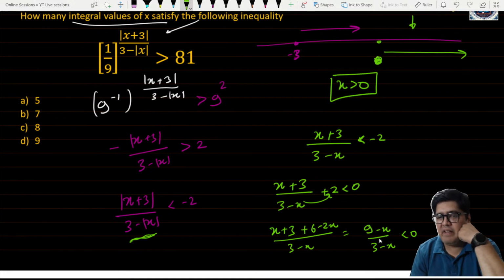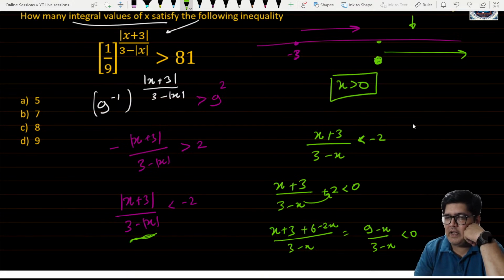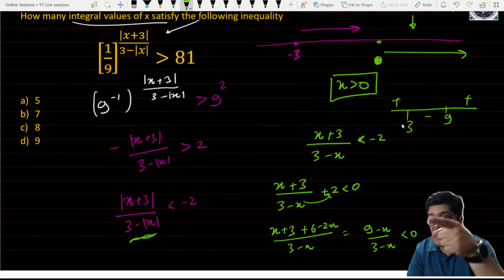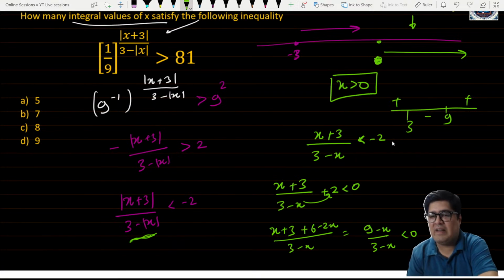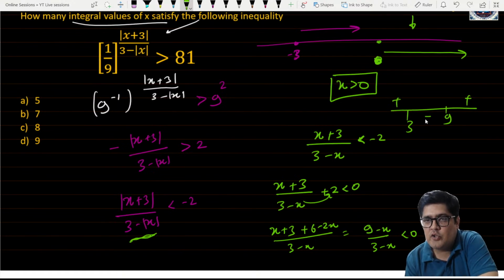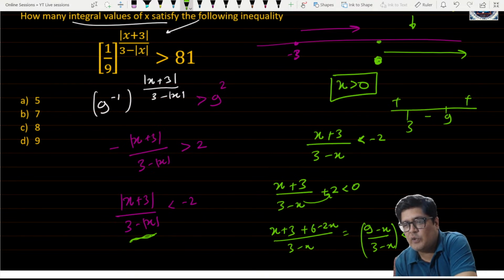Now this is called a wavy curve approach. What we do here is we draw a number line, 9 and 3, plus minus plus. How am I changing those signs? You will have to attend a live lecture to understand the wavy curve approach. So see, I wanted this ratio to be negative. This ratio will be negative as long as x is here.